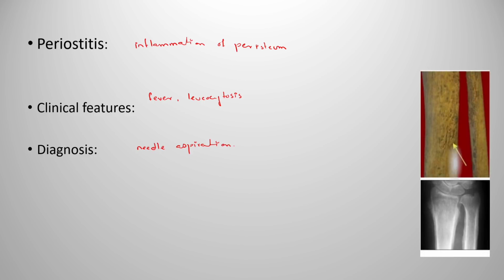Next is periostitis. It is the disease in which inflammation of the periosteum occurs. Its clinical features include fever, localized pain, leukocytosis, and its diagnosis includes needle aspiration of subperiosteal fluid.